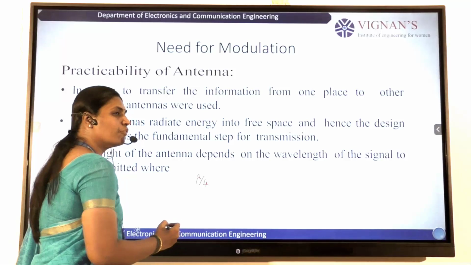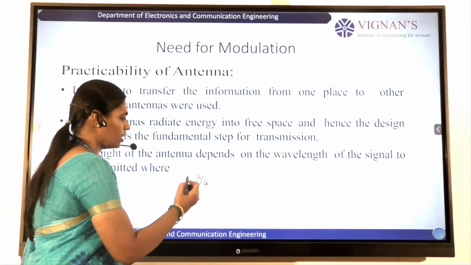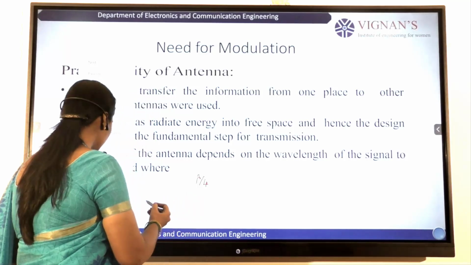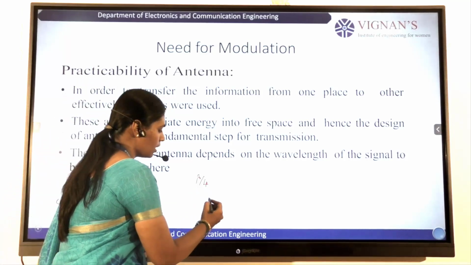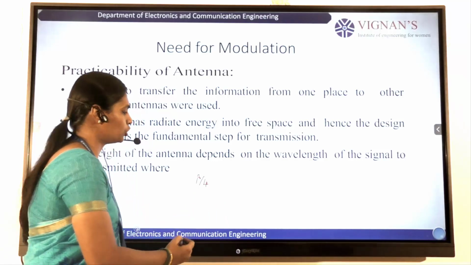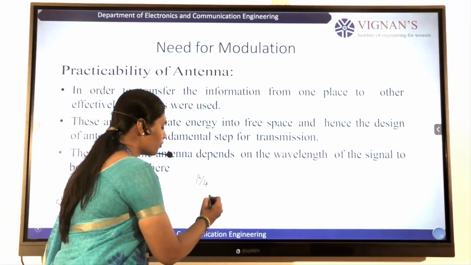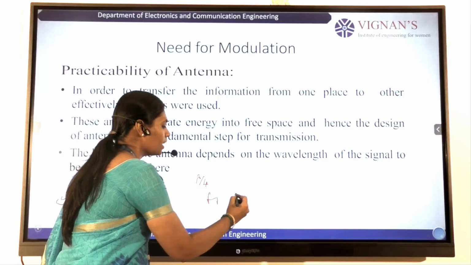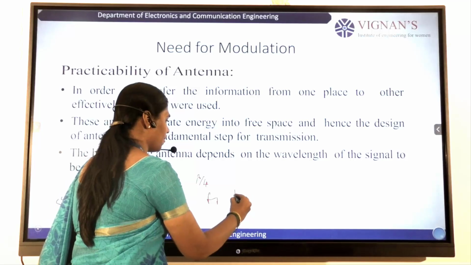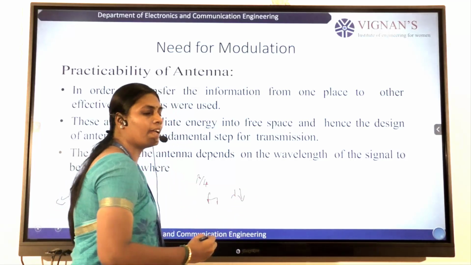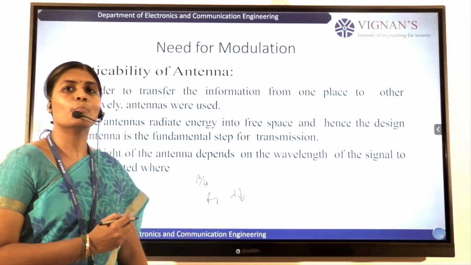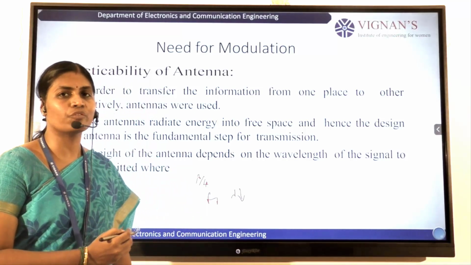Whenever the frequency of the signal is very low, the antenna length will be increased, because frequency and wavelength are inversely proportional. Whenever the frequency is high, the wavelength will be reduced, so that we can design antennas with smaller length. That is the main advantage of going for modulation.